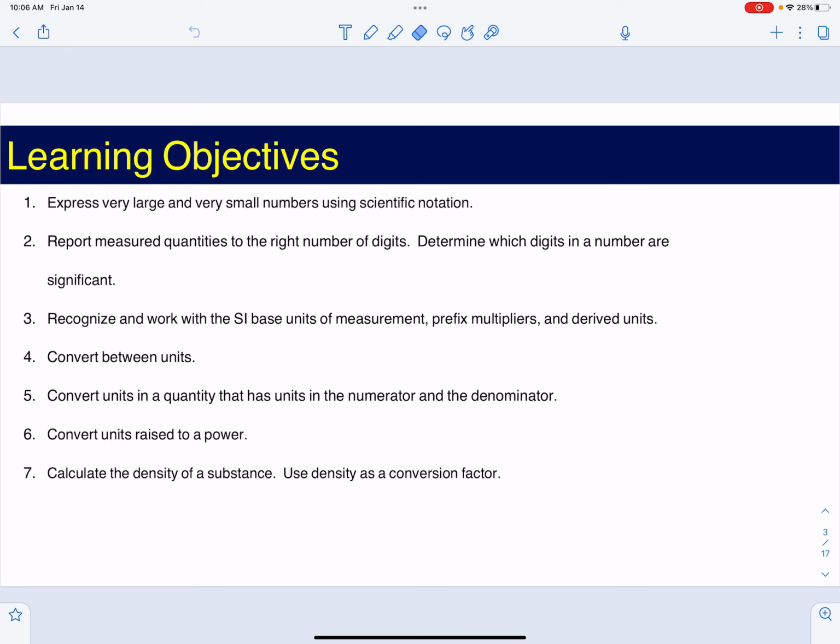And calculate the density of a substance. Density is nothing more than the mass of something divided by the space that it takes. Mass divided by volume. And we're going to use that as a conversion factor. A conversion factor is something that relates two numbers. Like I just said, 3.78 liters equals 1 gallon. So 3.78 liters over 1 gallon, that's a conversion factor. For this particular video, we're only going to focus on objectives 1 and 2.